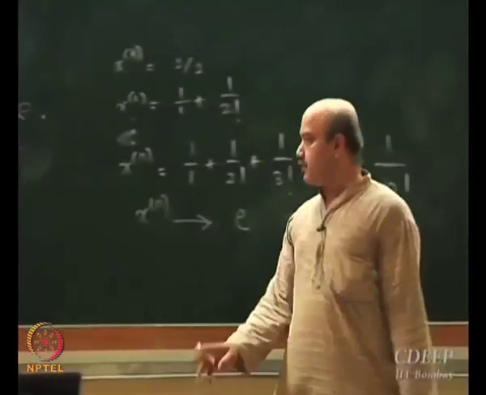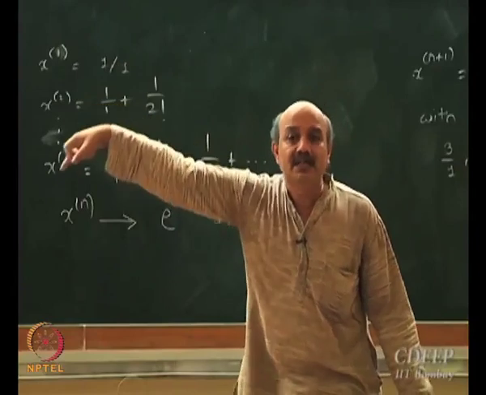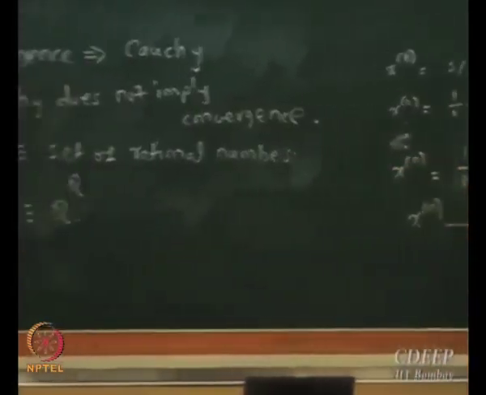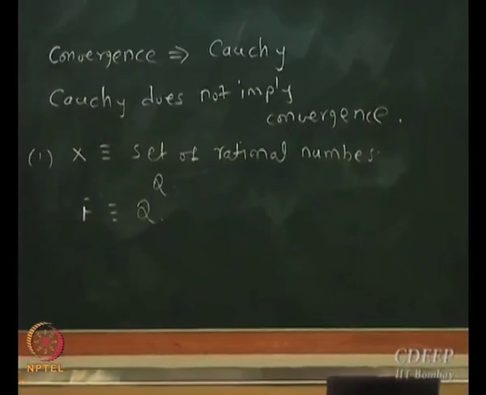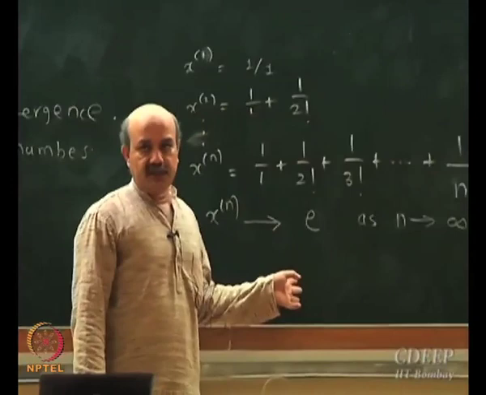So those are rational numbers. This sequence is converging somewhere, but it is not converging inside this space. It will never converge inside this space. Yeah, so E doesn't belong to the set of rational numbers. That's what you are saying.